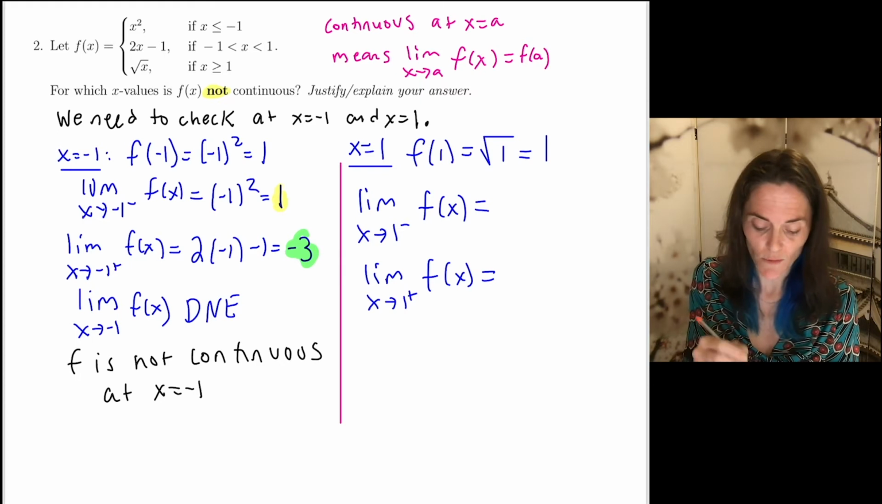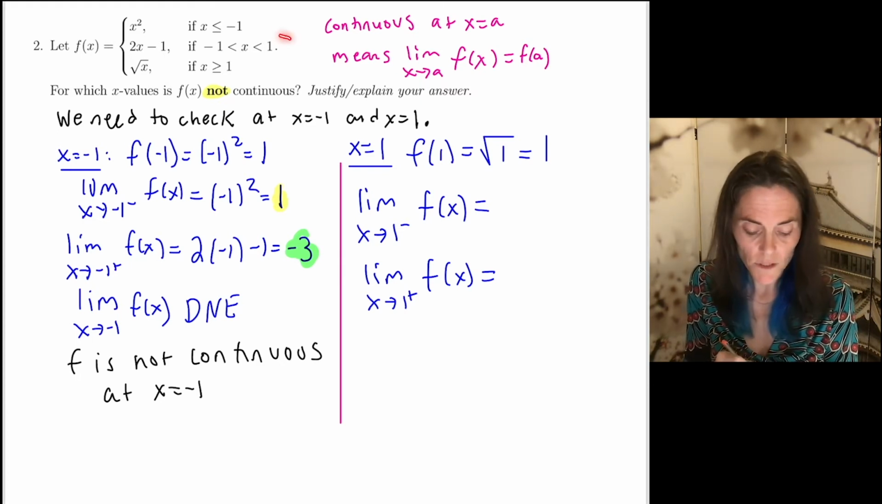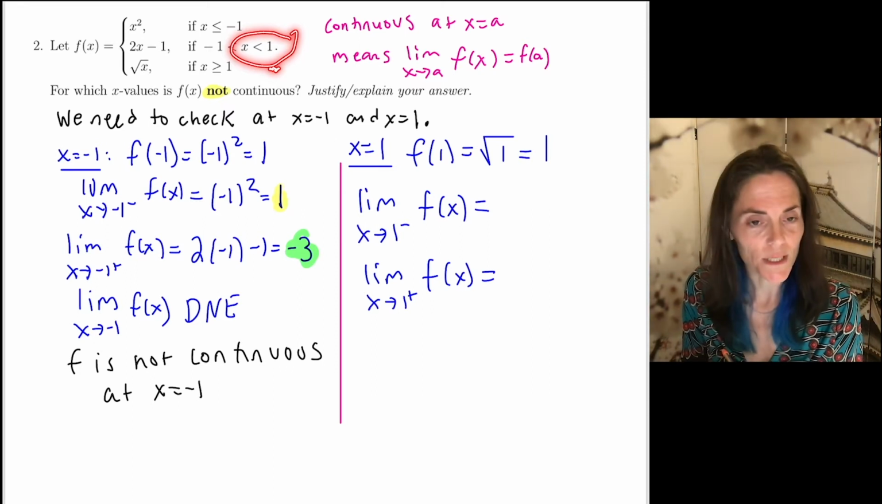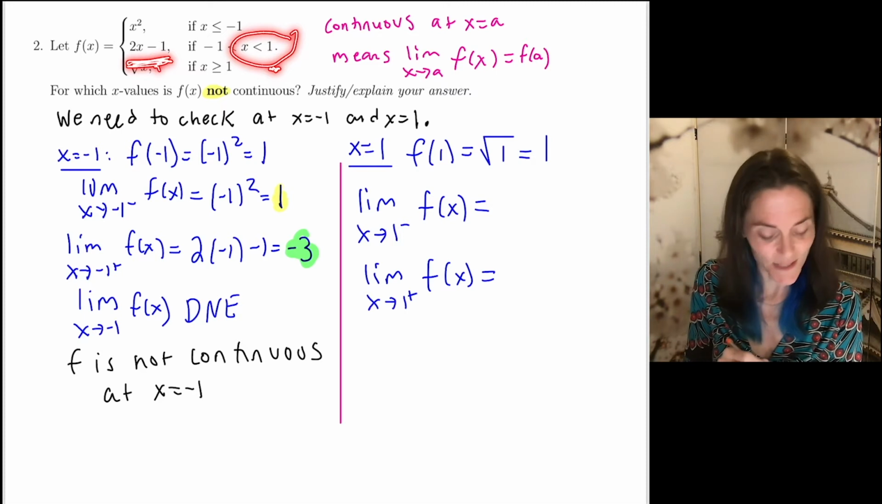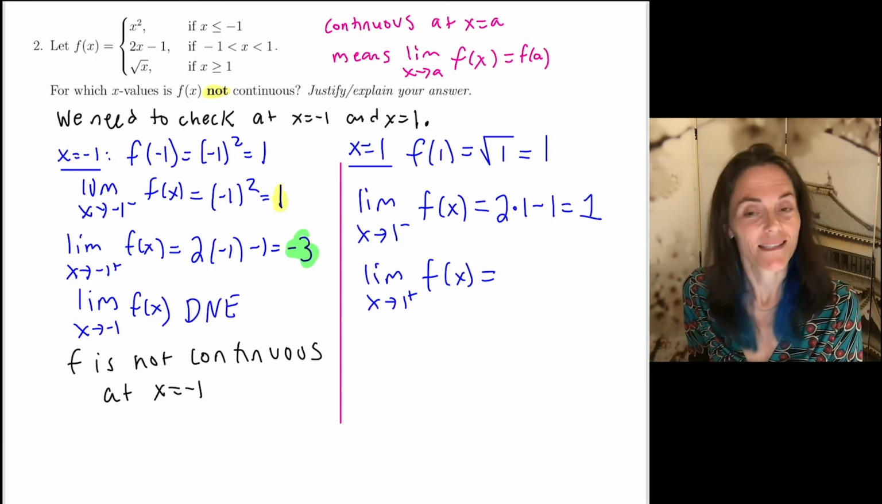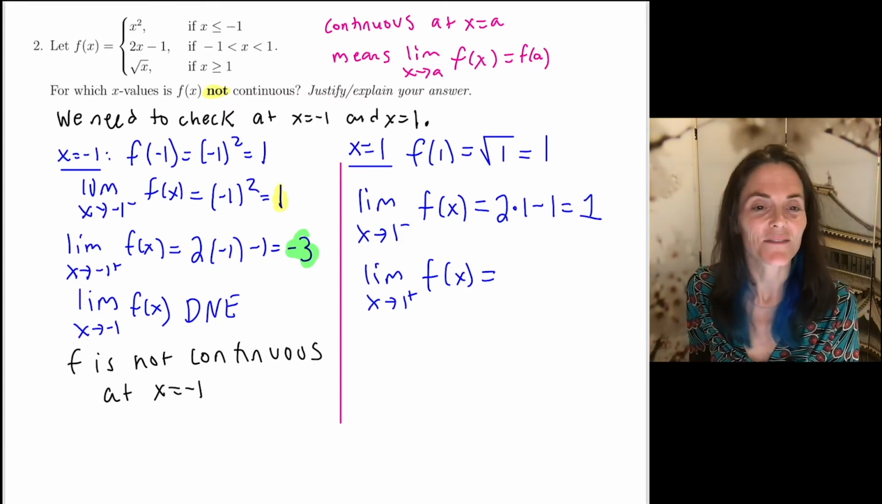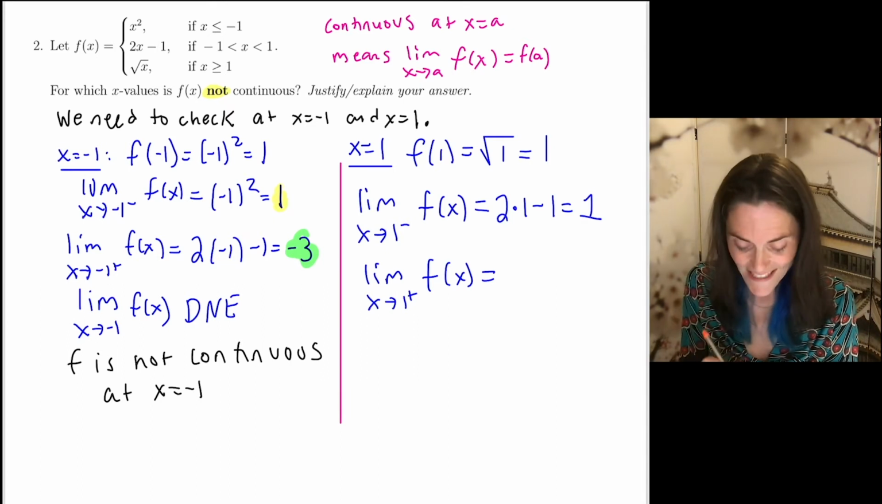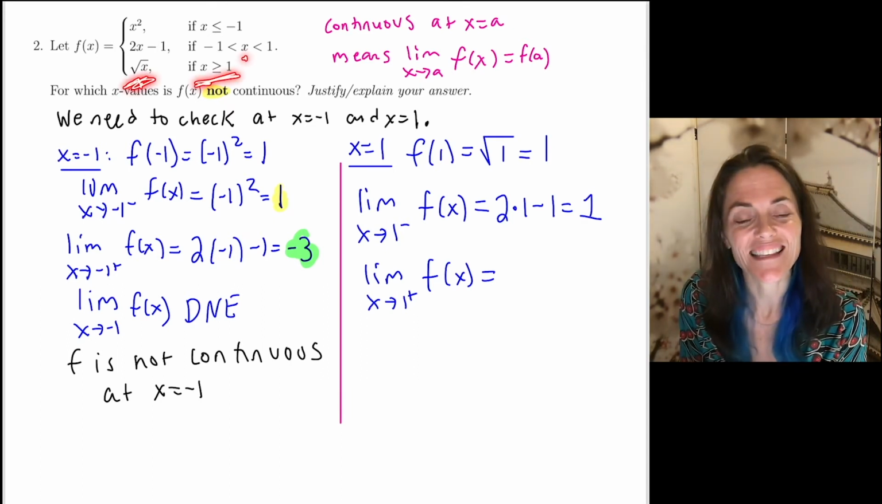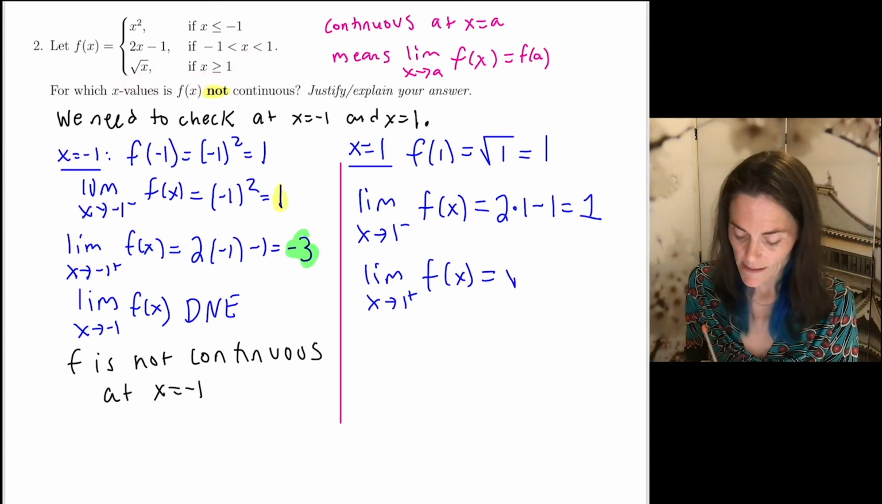And it's very similar to before. From the left, we look at values less than 1, but approaching. And so we will be evaluating this formula at 1, 2 times 1 minus 1. This is 2 minus 1, which is 1. This is the limit from the left. The limit from the right, we use values bigger than 1, but approaching. And so we evaluate here. This is the square root of 1, which is 1.